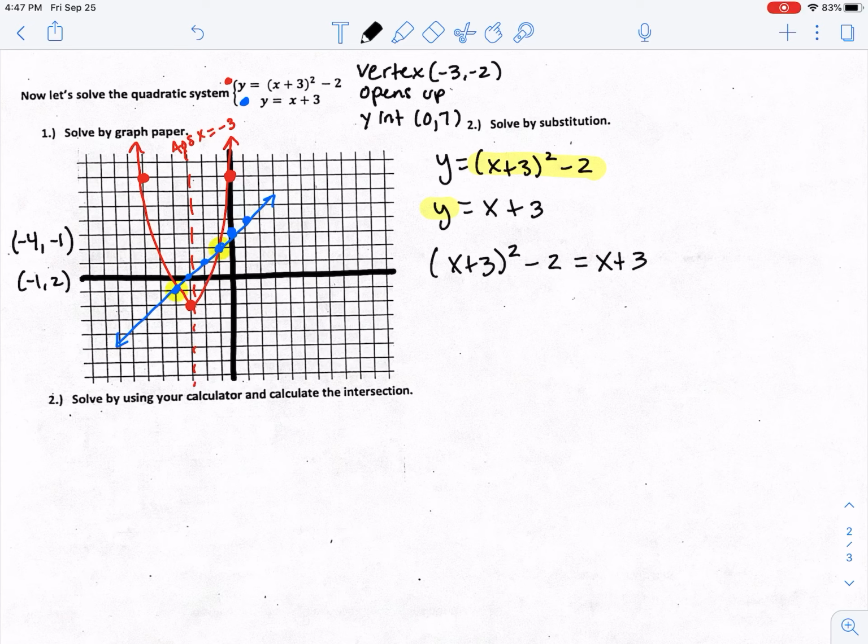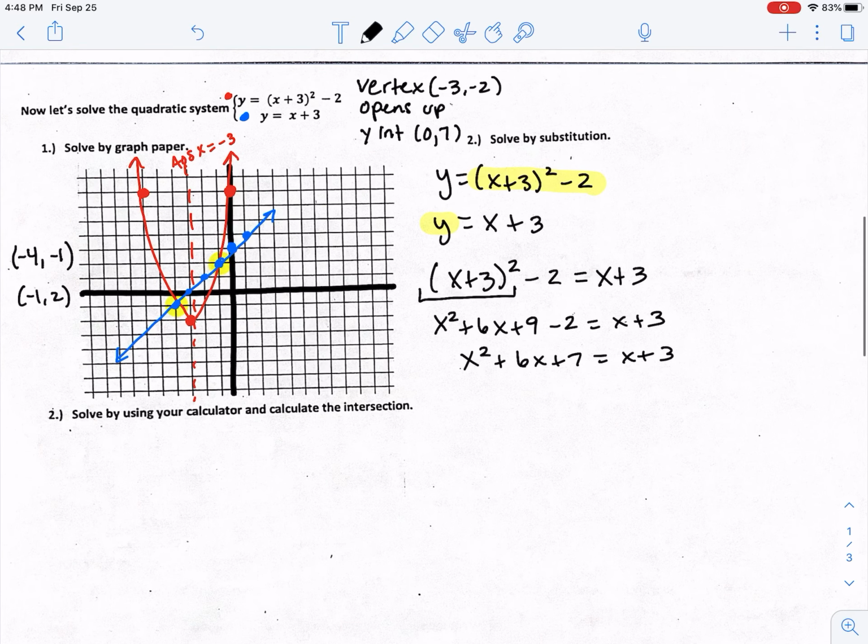equals x plus 3. Now, you've got to FOIL and multiply out your x plus 3 quantity squared, and you're going to get x squared plus 6x plus 9. I have a minus 2 equals x plus 3. That's x squared plus 6x plus 7 equals x plus 3. Solve for x, actually not solve for x yet, because I've got to get everything to one side. So I've got to subtract x from both sides and subtract 3 from both sides. Gives me a 0 on the right. I get x squared plus 5x plus 4.